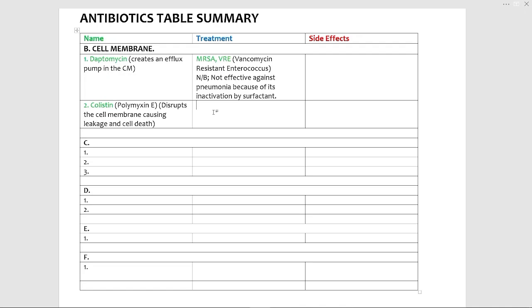Colistin is a very good drug and a very bad drug. Why am I saying those two? It's a good drug because it's always the last resort.